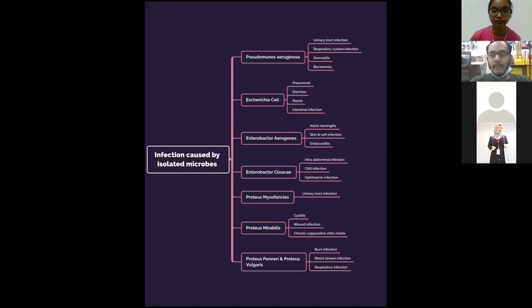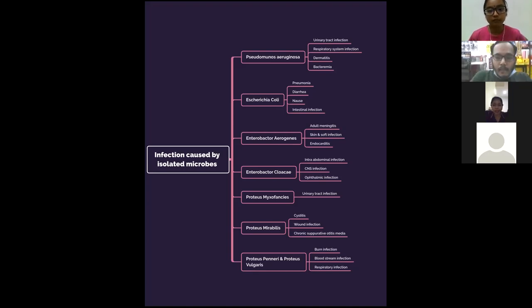Following that, now I'm going to explain the infections caused by the isolated microbes. Previously, Devyani has explained what the isolated microbes are, so now I'm going to explain the infections. Firstly, let us know what infection is. Infection is the invasion and growth of germs in the body. The germs may be bacteria, viruses, yeast, and also fungi. The infection can begin anywhere in the body and spread all through it.